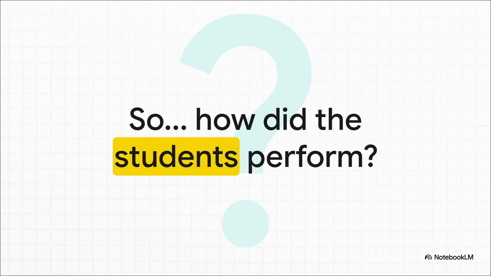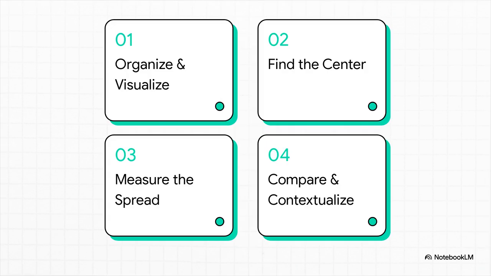And that's the big question, isn't it? How did the class actually do? Were these good scores, bad scores, just kind of meh? Right now, it's impossible to know. There's a story hidden in here, but we've got to figure out how to make the data talk. To do that, we need a game plan. Think of us as data detectives. Our mission has 4 simple steps.